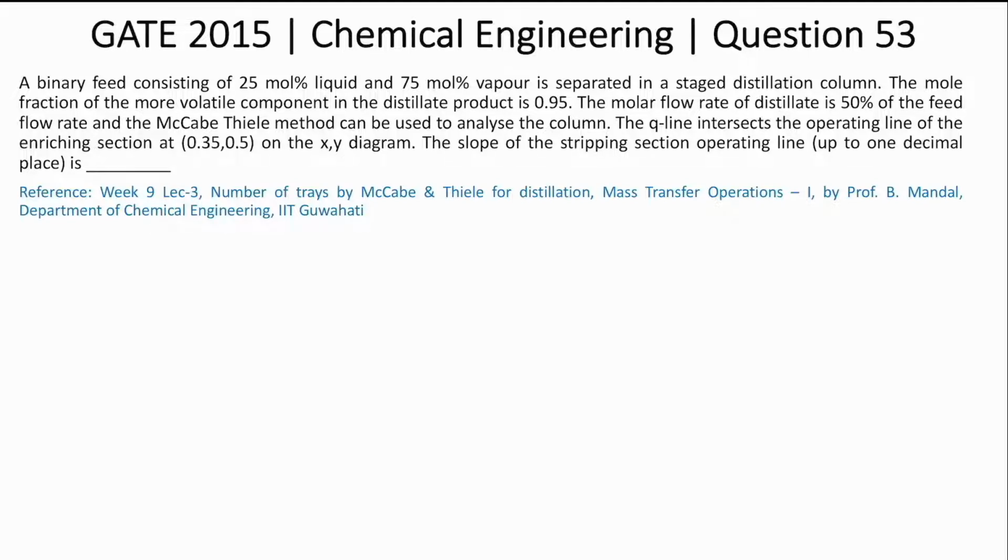A binary feed consisting of 25 mole% liquid and 75 mole% vapor is separated in a staged distillation column. The mole fraction of the more volatile component in the distillate product is 0.95. The molar flow rate of distillate is 50% of the feed flow rate, and the McCabe-Thiele method can be used to analyze the column. The Q line intersects the operating line of the enriching section at 0.35, 0.5 on the XY diagram. The slope of the stripping section operating line up to 1 decimal place is dash.